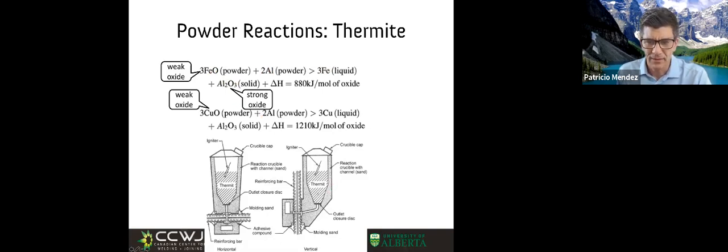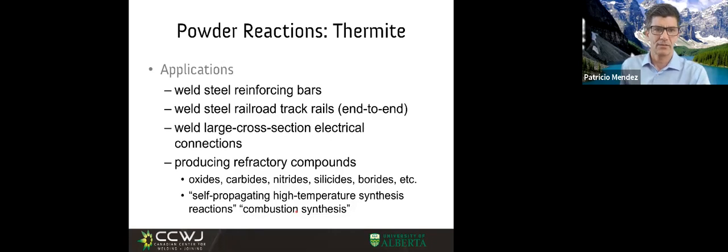And in this case, imagine you wanted to join these two pieces of rebar. You have this crucible in which you make the reaction happen. And when the reaction happens, the molten steel at very high temperatures comes in and remelts part of the rebar, and they become joined. This is the way you weld train tracks.